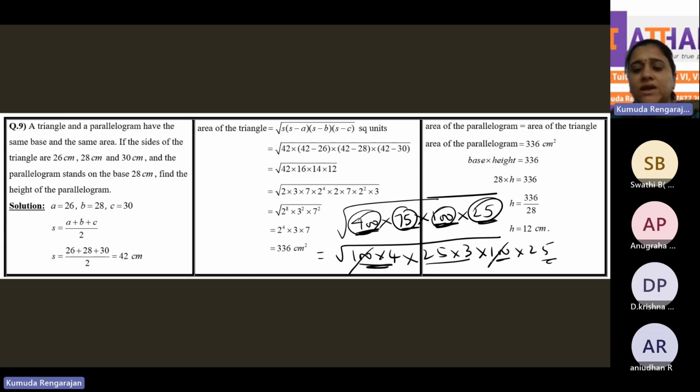Because now from the 100s, 100 will come out. From the 25s, 25 will come out. And this 4 is what? 2 into 2, right? So 1 2 will come out, and 3 will remain under the square root. If you can do it this way, you can do it. Otherwise, you can break down the numbers completely into their prime factors.